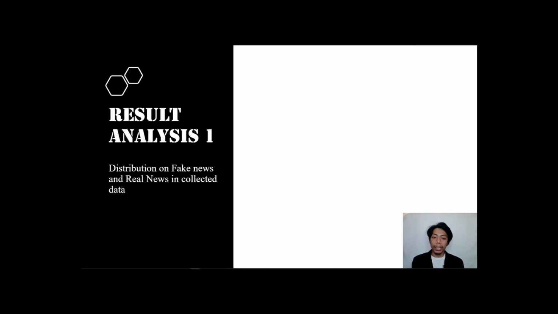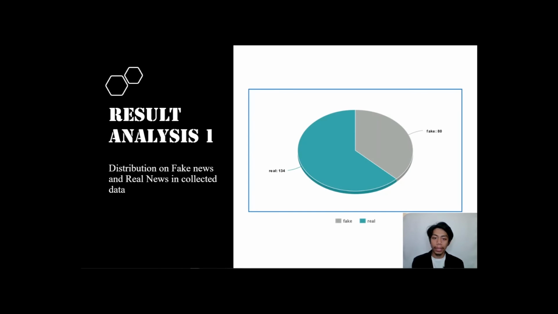Okay, next is the result from the analysis. Okay, first we have this pie chart. This pie chart shows the percentage between fake and real news in the data that is being used in the machine learning. A total data of 214 is collected. Fake news is 40% of the data, which is 80. The data collection methods are from empirical observation and through a survey question.